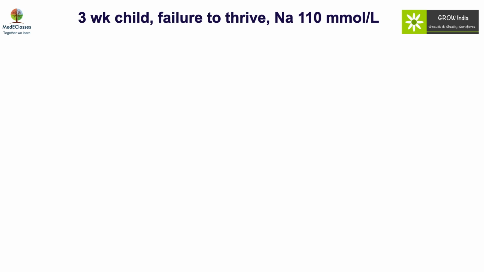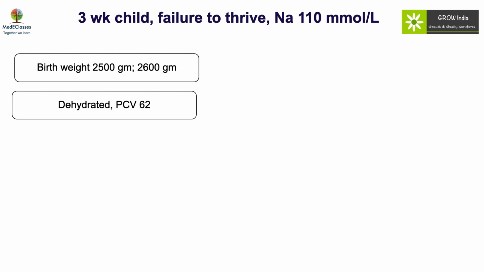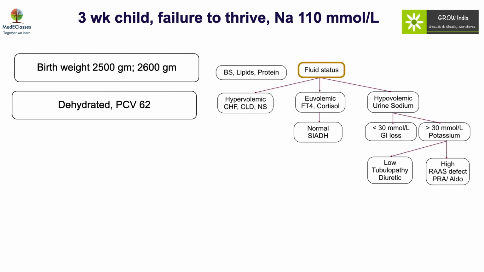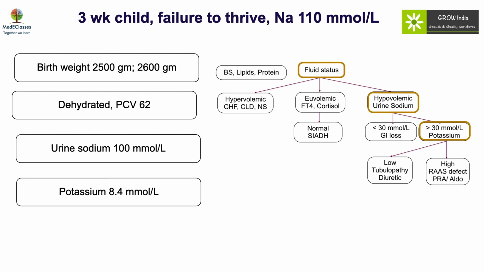Now we have a 3-week-old child with failure to thrive. Sodium level is 110. Birth weight was 2500, has hardly gained anything, is dehydrated, is hemoconcentrated. So this is more like a salt wasting. We have to look at fluid, is dehydrated, urinary sodium is high, potassium is 8.4. So this is a classical case of hyponatremia, hyperkalemia, dehydration, hemoconcentration.